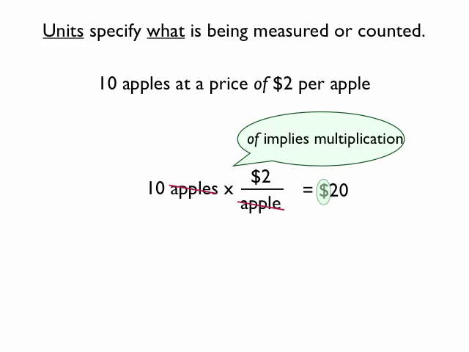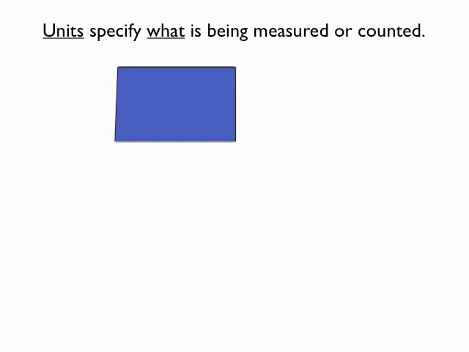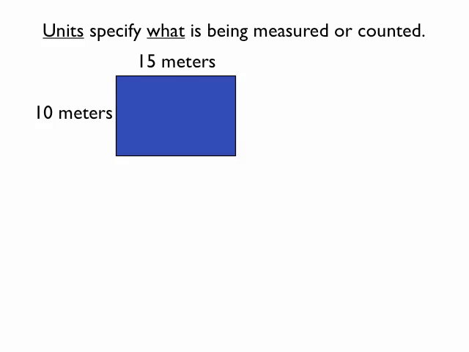You're probably already familiar with the last 2 key words for units, square and cube. Square implies raising to the second power. For example, the area of a room that is 15 meters long and 10 meters wide is its length times its width, or 15 meters times 10 meters. Notice that we've abbreviated M for meters.